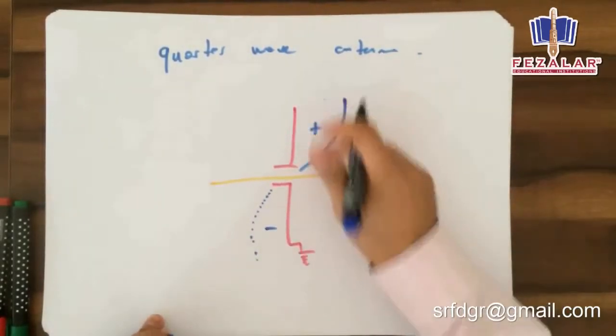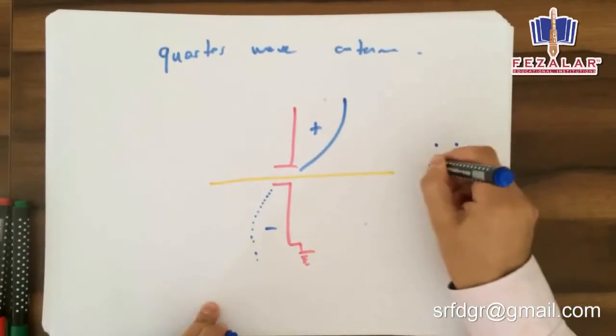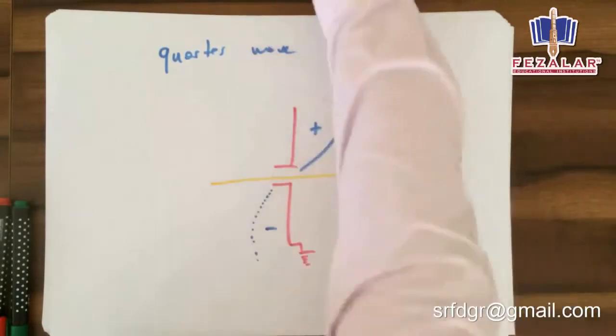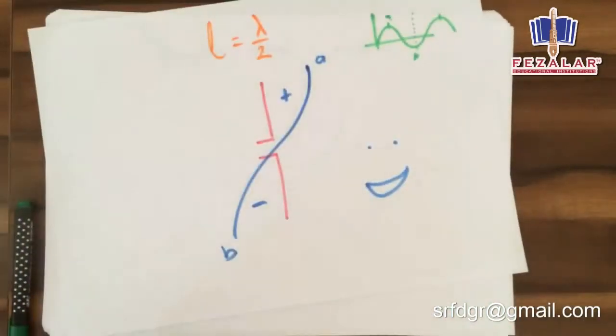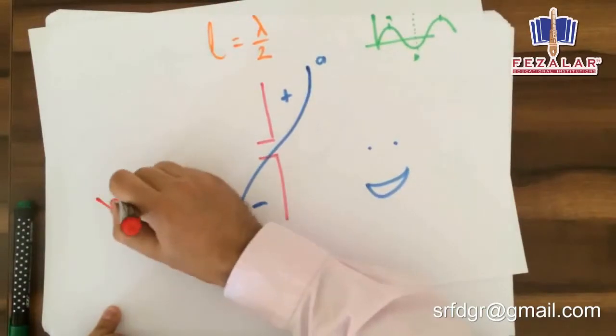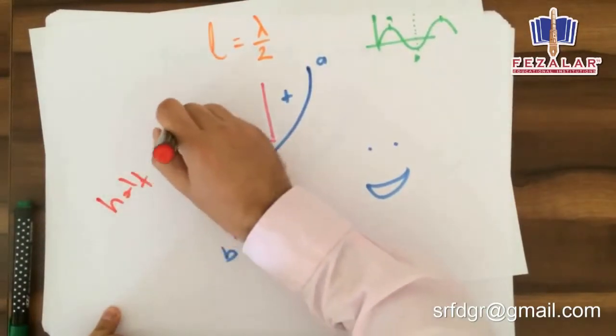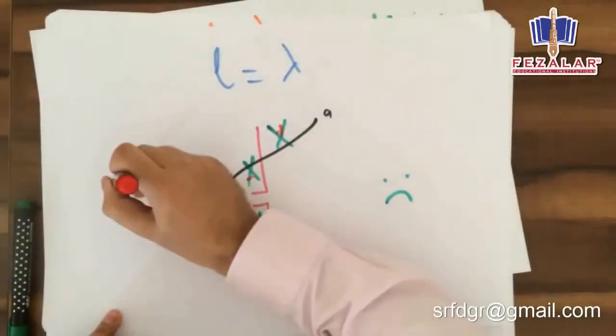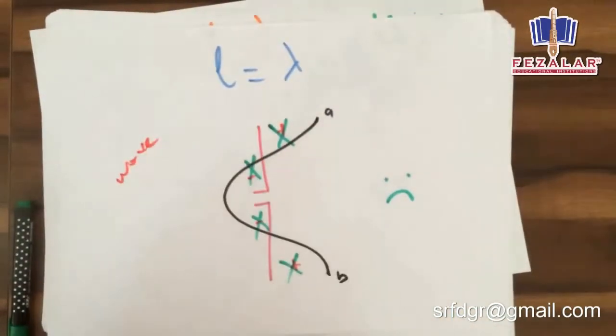So in the quarter wave antenna, there is transmission, but we are not so happy because the best one is the half wave antenna. And this is the wave antenna. We are so unhappy because there is no transmission.